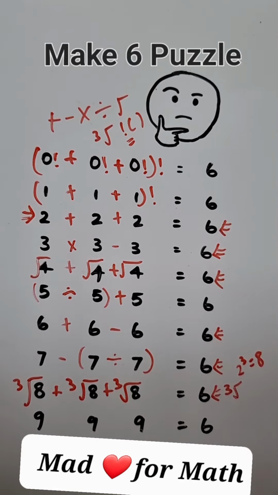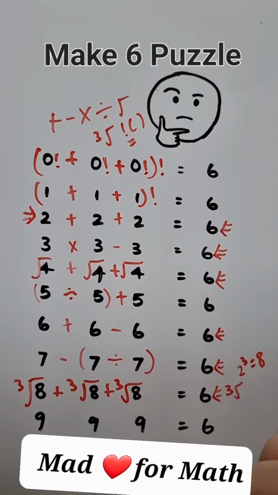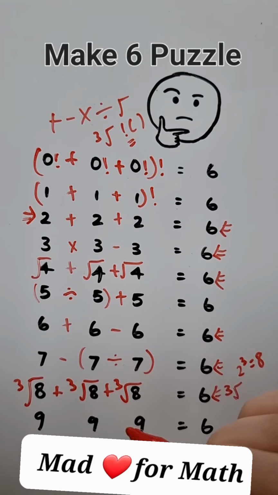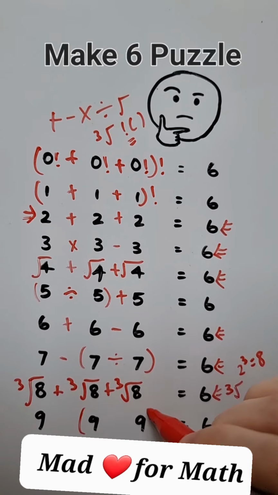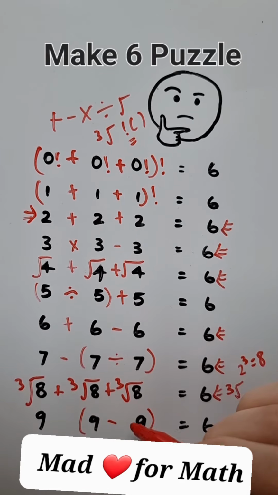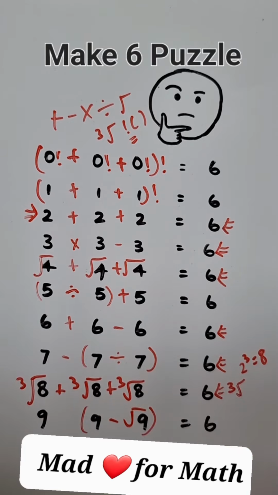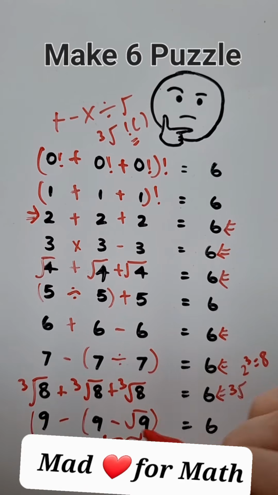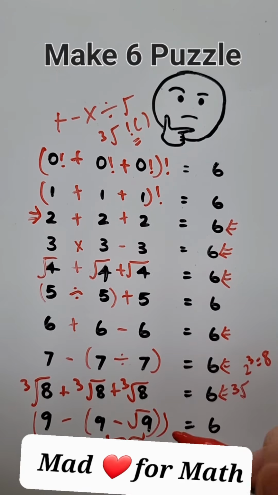Finally, for the 9, 3 square is 9, so we can square root it. We can do this part first. Take 9, subtract away square root of 9. So this part 9, subtract away 3, this part will get 6. So now we subtract again. 9, subtract away 6 to make this entire bracket 3, and we can use back the factorial to get 6. So that's it for this video.